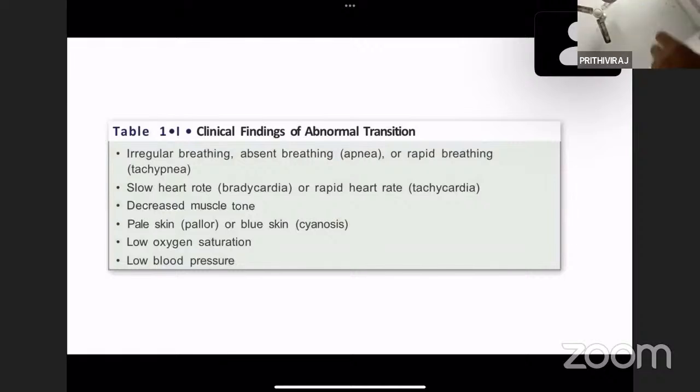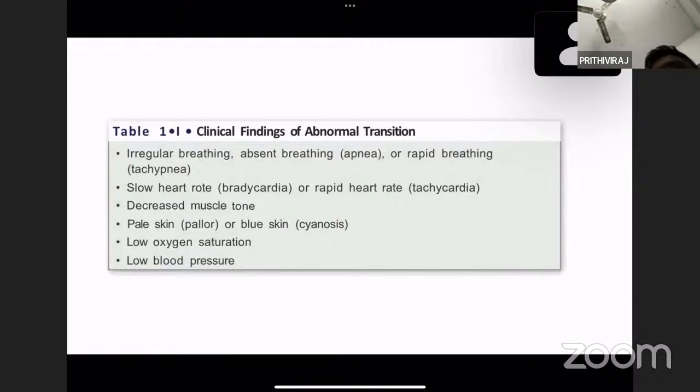Enough oxygenation of the blood is not occurring, either because of defective ventilation or because of poor circulation to the lungs. As a result, there will be no oxygenation, and the saturation will always be low, and low blood pressure. As I say, when the SVR is not increased because of hypovolemia, or there's not enough blood flow, the SVR is low, so there will be low blood pressure. So these are the characteristics we will see in any abnormal transition, when the normal neonatal transition doesn't occur.